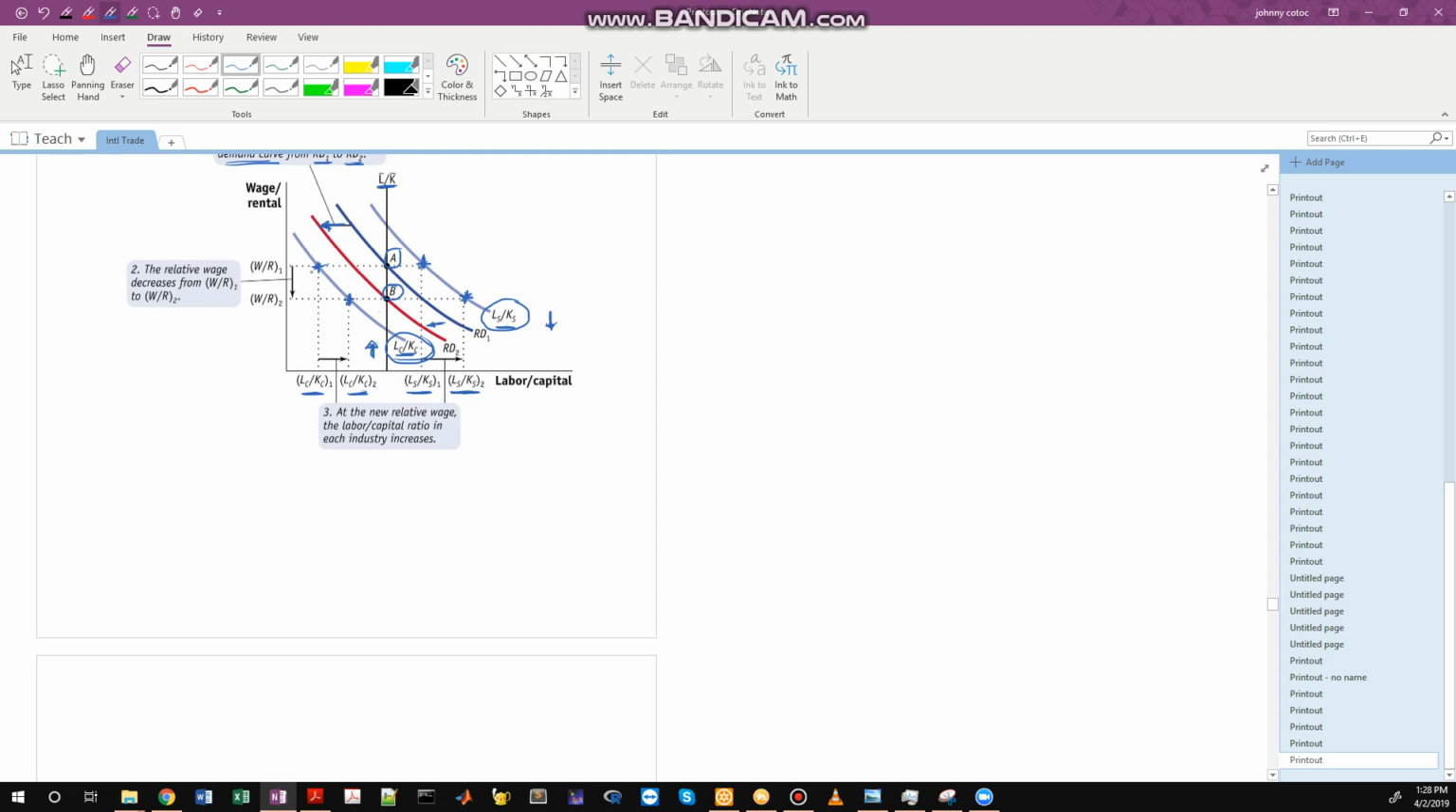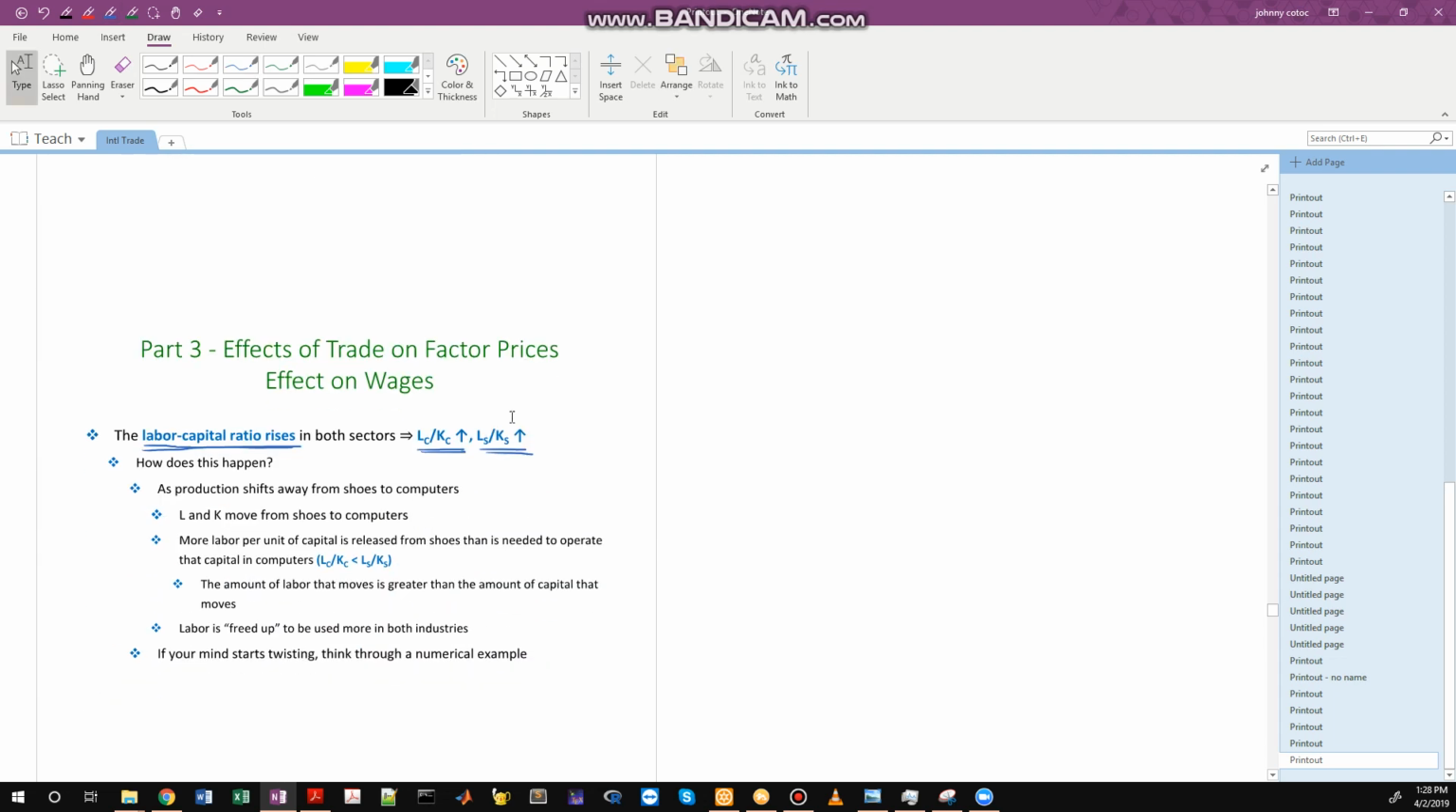The reason why they increase is, you see before, this was the point for the computers. And now this is going to be the point because it's a lower wage to rental ratio. This was for the shoes, and this is the new point for the shoes. So at the new point, you see LC over KC2 is greater than LC over KC1. Okay? And LS over KS2 is greater than LS over KS1. So those being greater is the key thing that makes everything change.